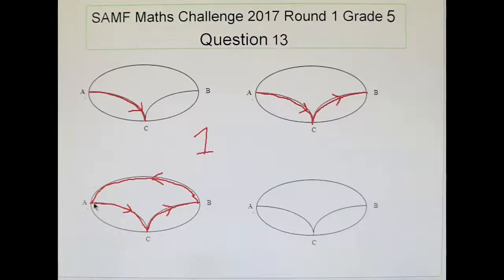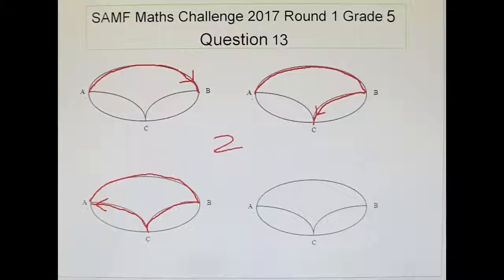Right, here's a possible route. We could go from A to C, C to B, and then back along the top road back to A. That would work, we wouldn't break any rules. And we could also do the same route in reverse. We could go from A to B, B to C, and C back to A. So those two possible routes. Let's look at them in groups of 4.